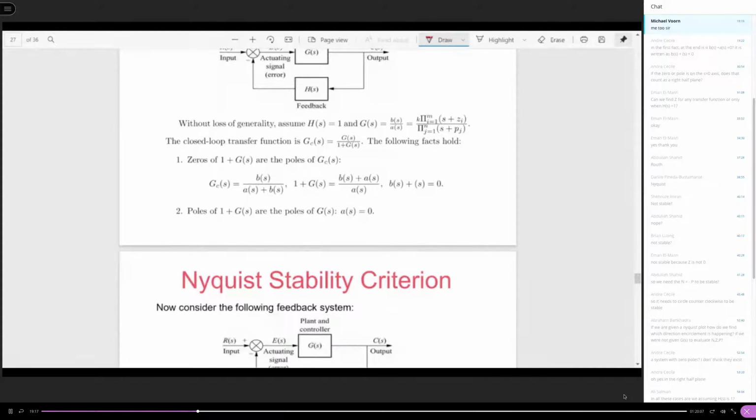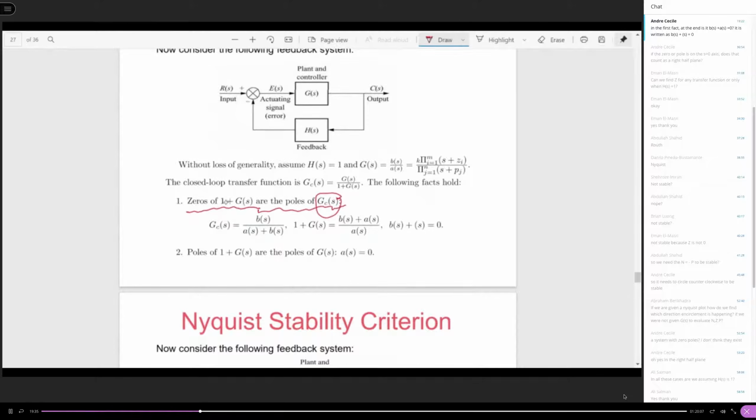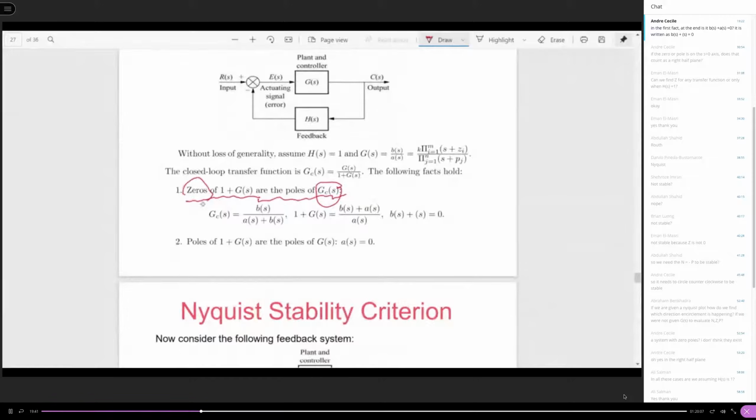Now, the first fact is that the zeros of 1 plus g of s are the poles of Gc, the closed loop system. Let's see if this is true or not. I'm not trying to play games about the terminology here, but unfortunately, we cannot avoid this kind of zeros and poles naming.